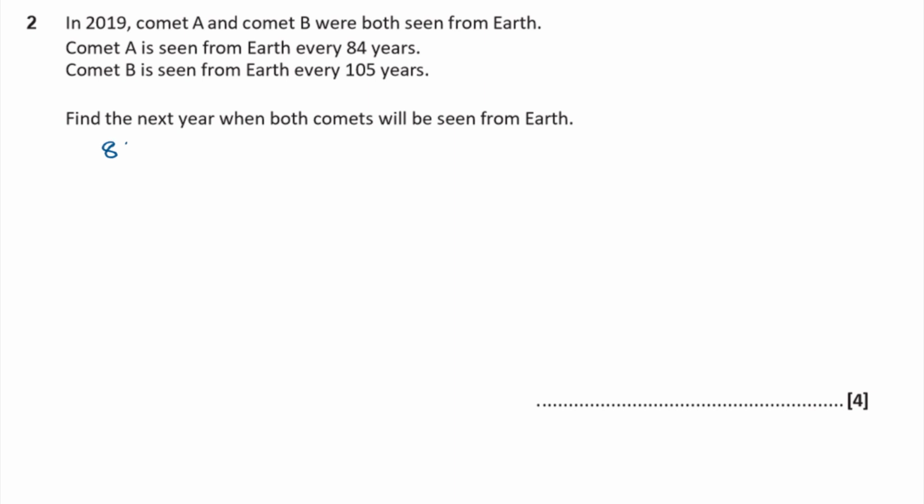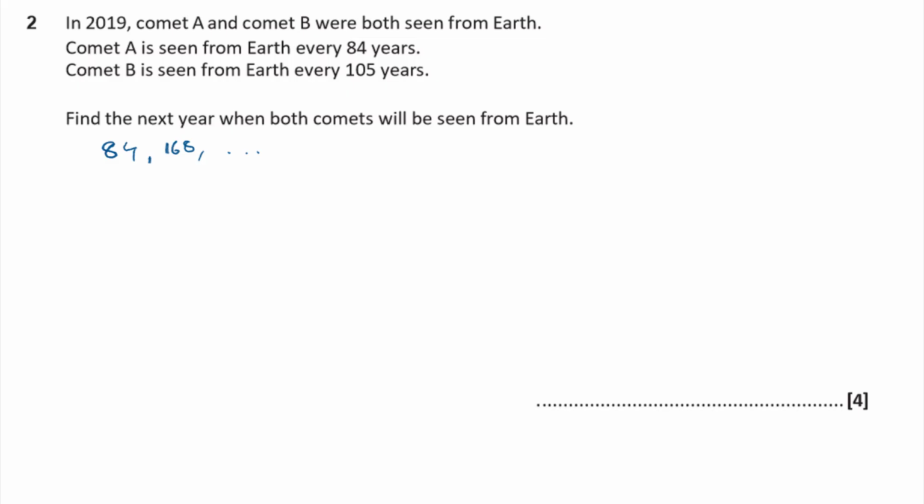So we could, in theory, just kind of start listing them out. So 84, 168, and so on. That might be one way to do it. But these numbers are large, and they're also quite far apart. So I've got a feeling it could be millennia before we actually meet these two comets in the same year again. So I'm going to use a different method. I'm going to be using prime factor decomposition to do this.